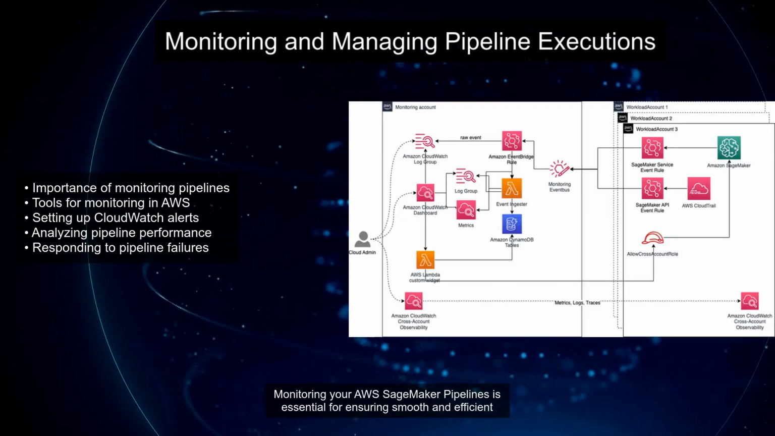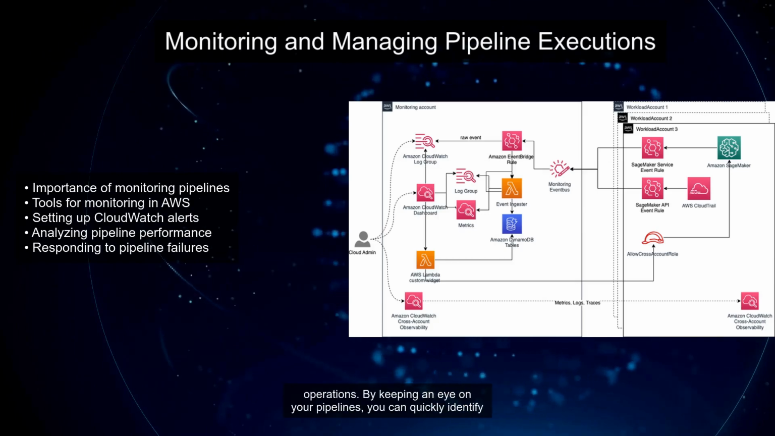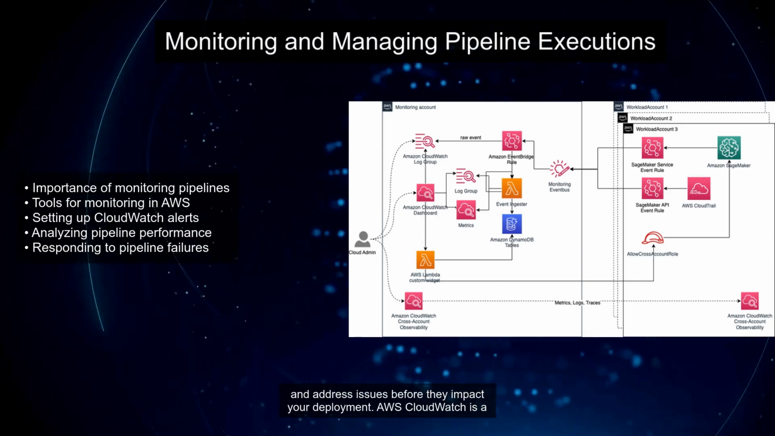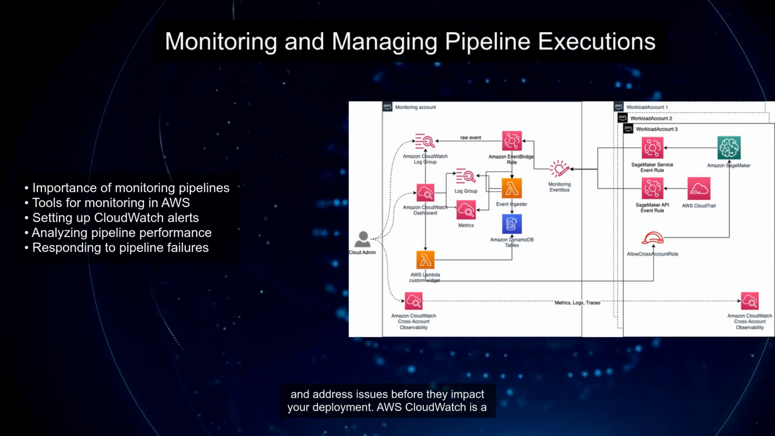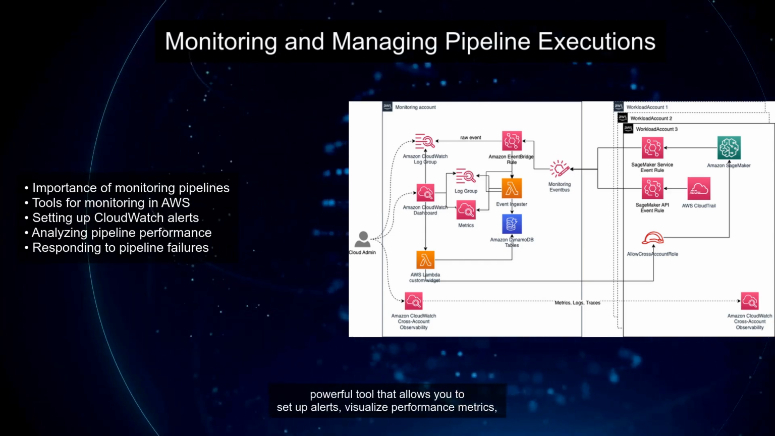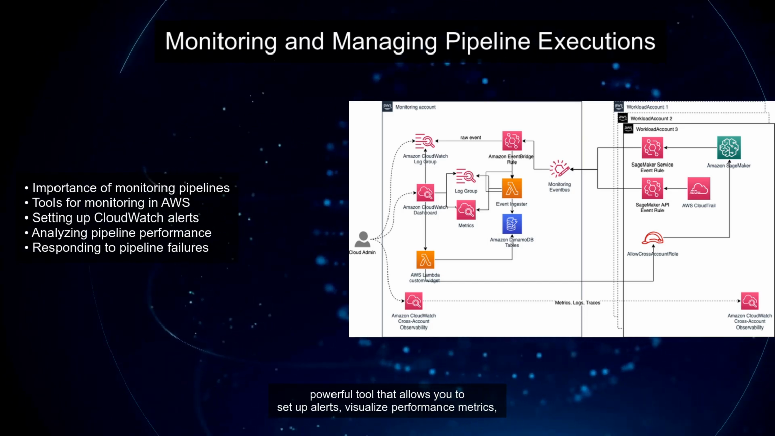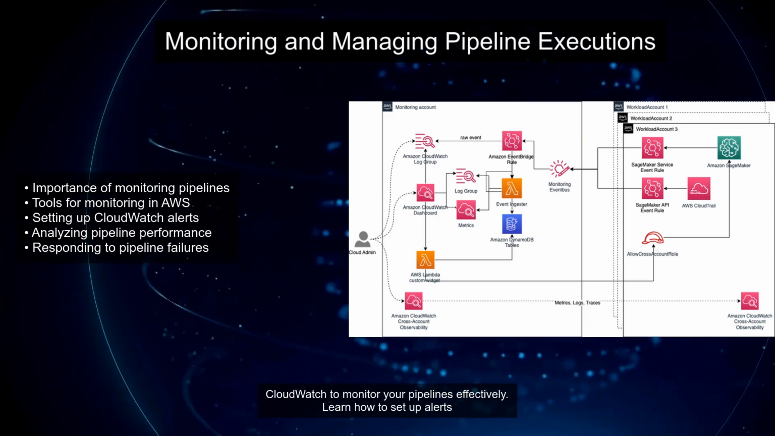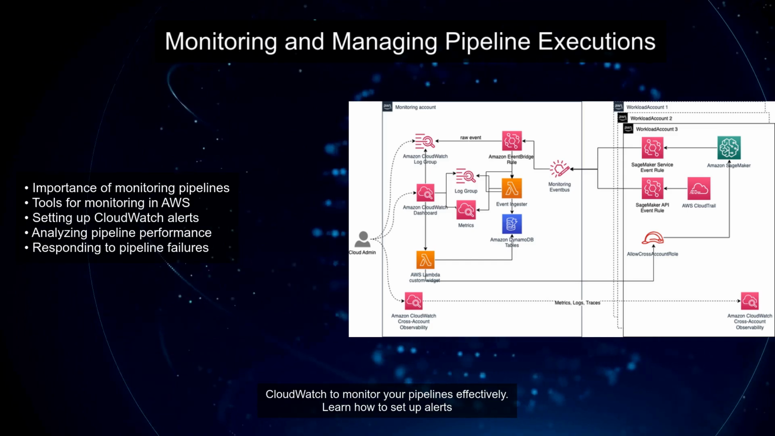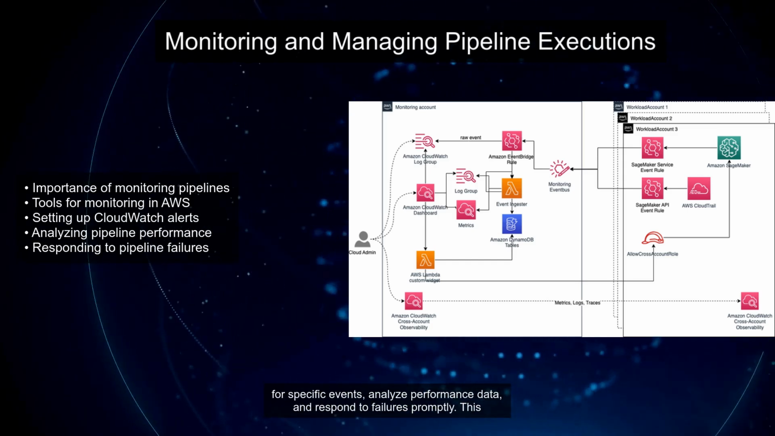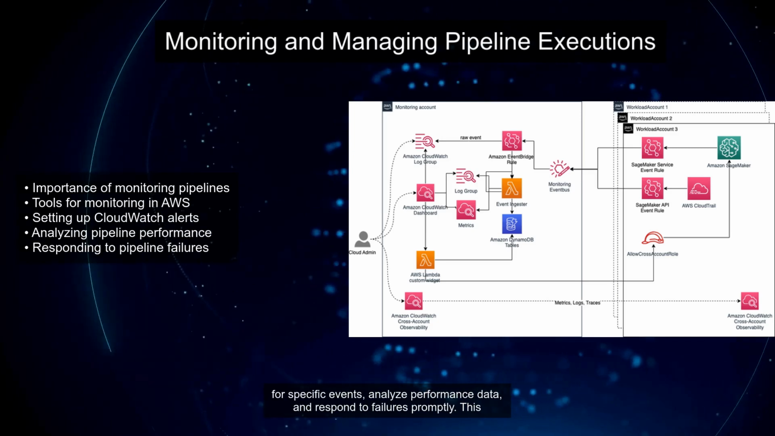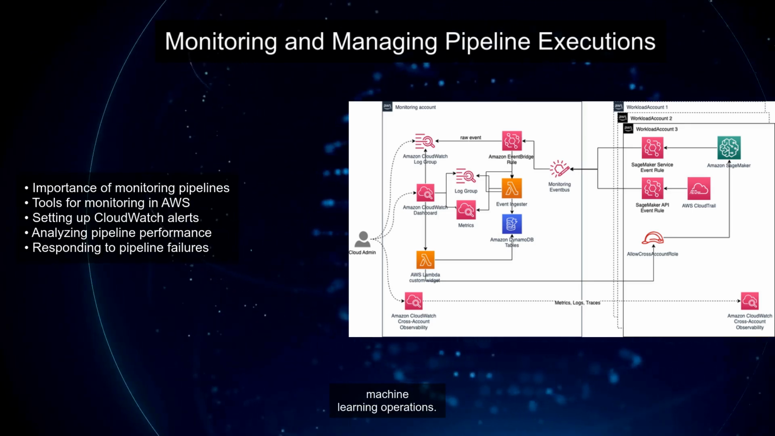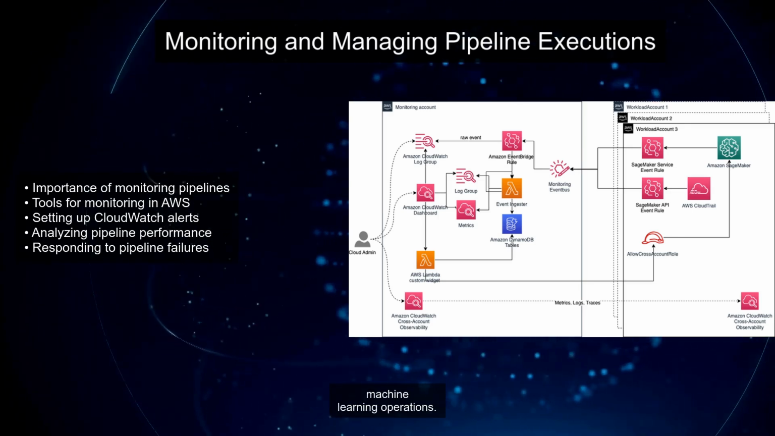Monitoring your AWS SageMaker pipelines is essential for ensuring smooth and efficient operations. By keeping an eye on your pipelines, you can quickly identify and address issues before they impact your deployment. AWS CloudWatch is a powerful tool that allows you to set up alerts, visualize performance metrics, and analyze pipeline executions. In this block, we'll guide you through configuring CloudWatch to monitor your pipelines effectively. Learn how to set up alerts for specific events, analyze performance data, and respond to failures promptly. This proactive approach will help you maintain high availability and performance in your machine learning operations.